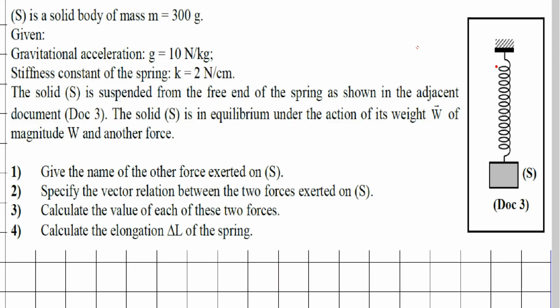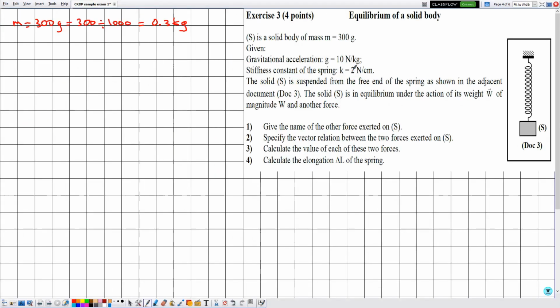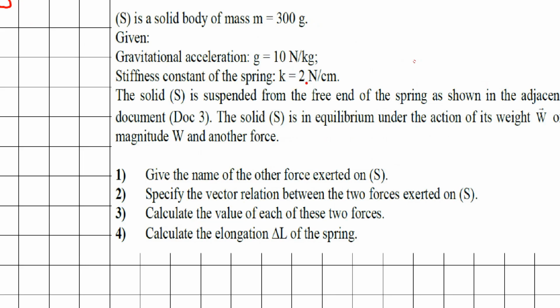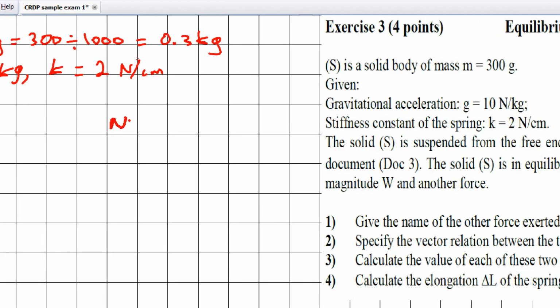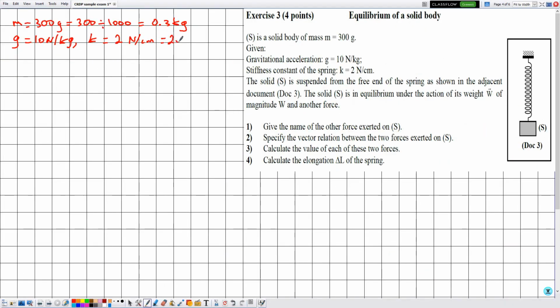Given the gravitational acceleration is equal to 10 newtons per kilogram, which means that we are performing this experiment on the surface of Earth. Moreover, the stiffness constant of the spring, given by K, is equal to 2 newtons per centimeter. Knowing that the newton per centimeter is not the SI unit of the stiffness, in order to convert from newton per centimeter to newton per meter, we simply multiply by 100. Then the stiffness of the spring is given by 200 newtons per meter.